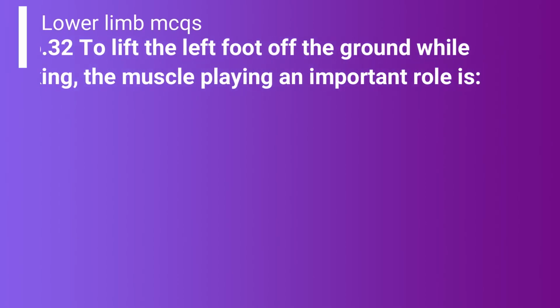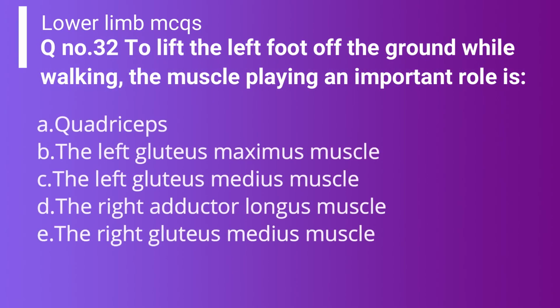Question number 32. To lift the left foot off the ground while walking, the muscle playing an important role is option A, quadriceps. Option B, the left gluteus maximus muscle. Option C, the left gluteus medius muscle. Option D, the right adductor longus muscle. Option E, the right gluteus medius muscle.